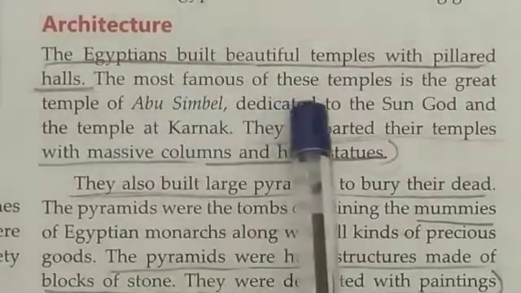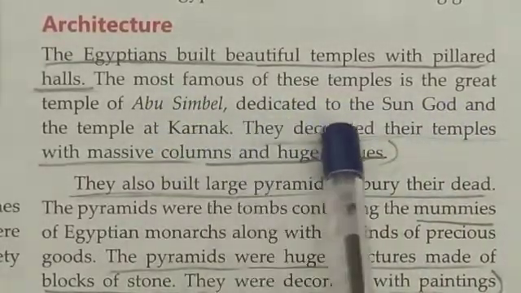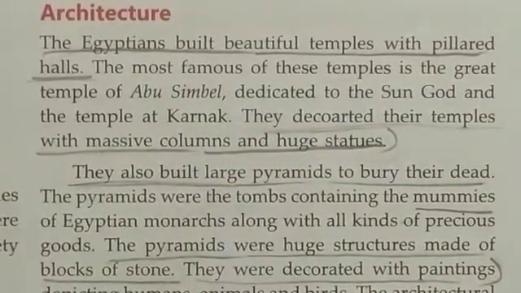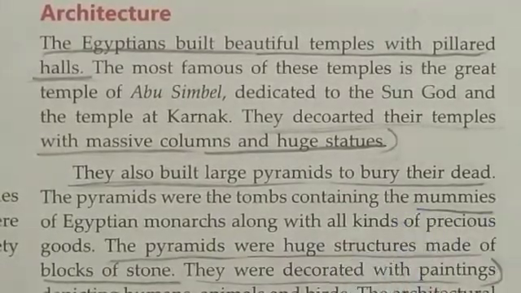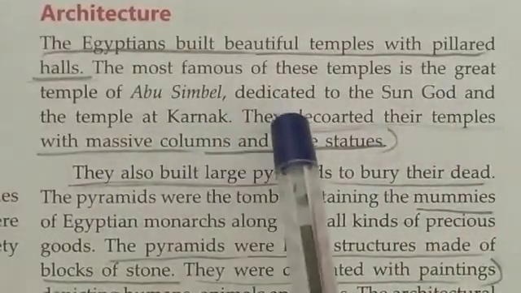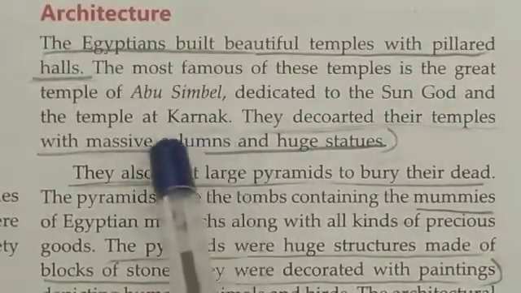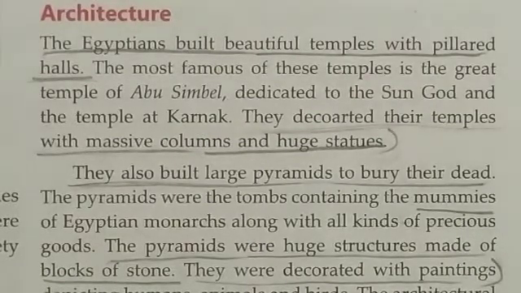The most famous of these temples is the great temple of Abu Simbel, dedicated to the sun god, and the temple at Karnak. Among the many temples the Egyptians built, these two were the most famous: the great temple of Abu Simbel, which was dedicated to the sun god, and the temple of Karnak. The temple of Karnak is located on the banks of the river Nile.